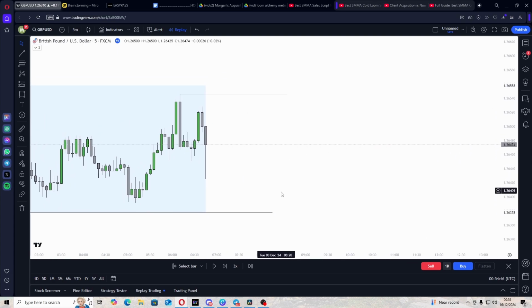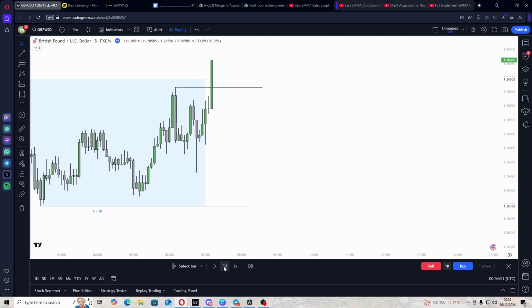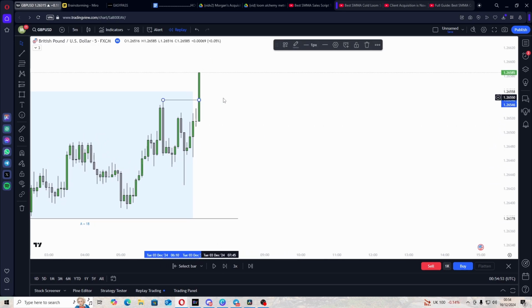And what we need to do is actually figure out which side of price actually gets taken out. So play price forward. You can see the highs have just completely been swept, which means we're going to be aiming to take this trade towards the downside and actually sell price.